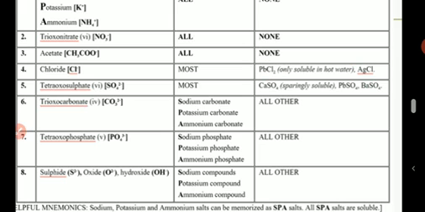Now, sulfate salt. So we are number 5 now. Sulfate salt, you can also say tetraoxosulfate 6 salts. Most sulfate salts are also soluble. It's just like chloride. Most sulfate salts are also soluble, but with few exceptions that you are supposed to know. Number 1, calcium sulfate.